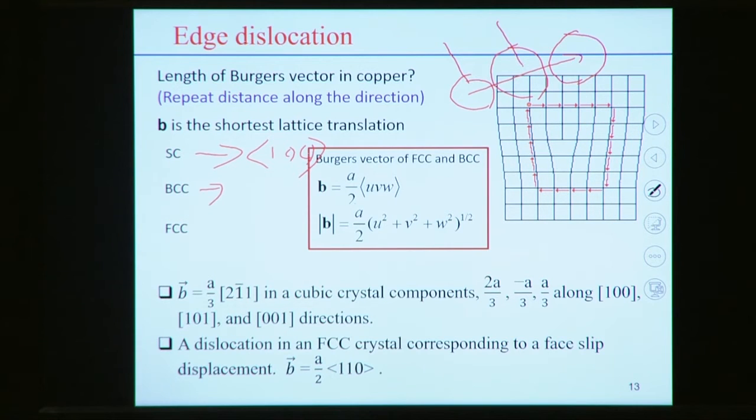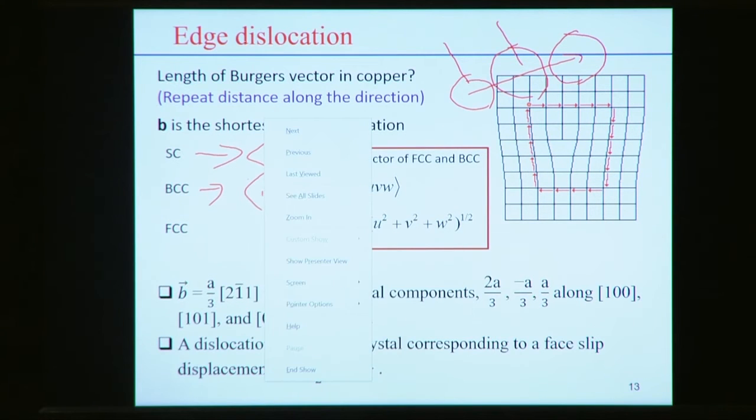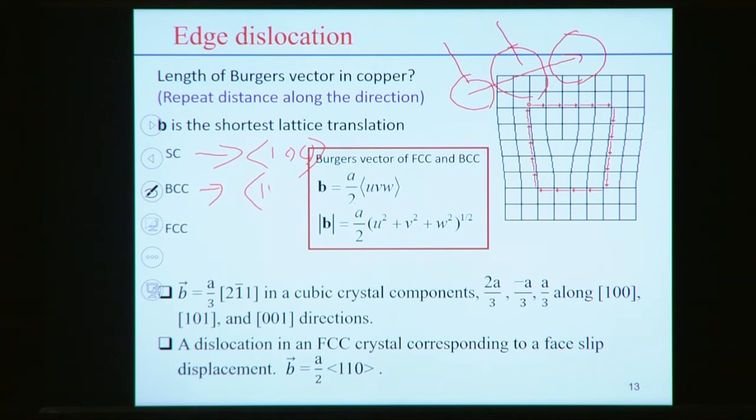So it is half of the body diagonal. We can represent this direction as 1, 1, 1. But this is the direction of the body diagonal, and the repeat distance is half of that. So half of 1, 1, 1 represents the Burgers vector in case of BCC structure.